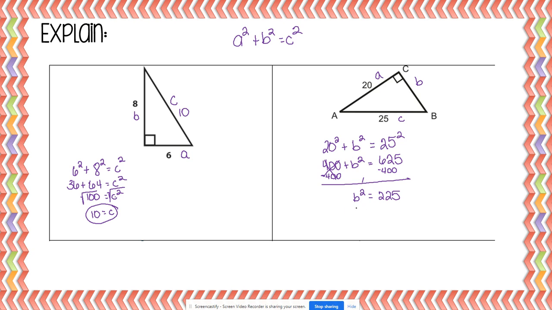Now b is almost by itself, but to get b by itself, I'm going to have to take the square root of both sides. So the square root of b squared is b, and then the square root of 225 is 15. So that means that my missing side length measures 15 units.